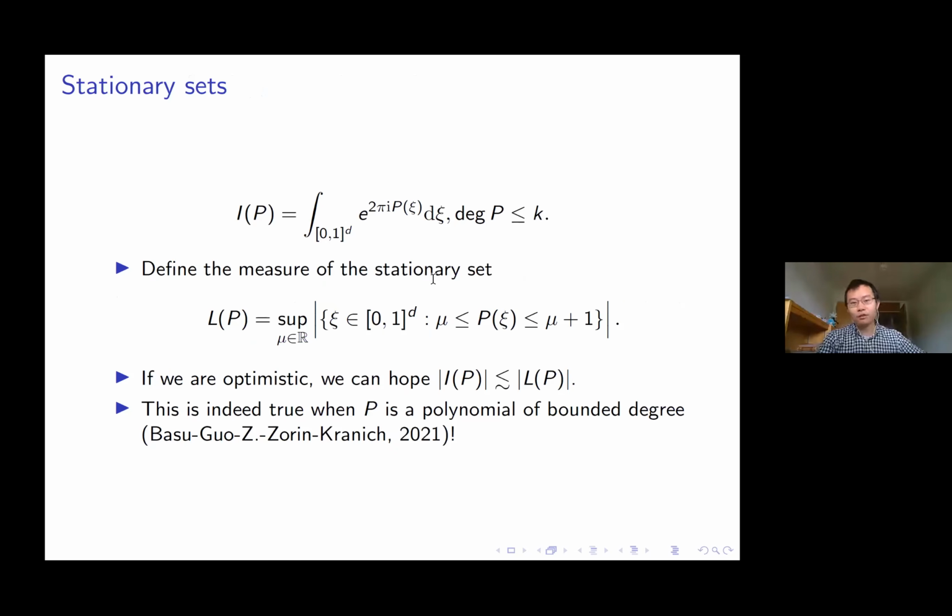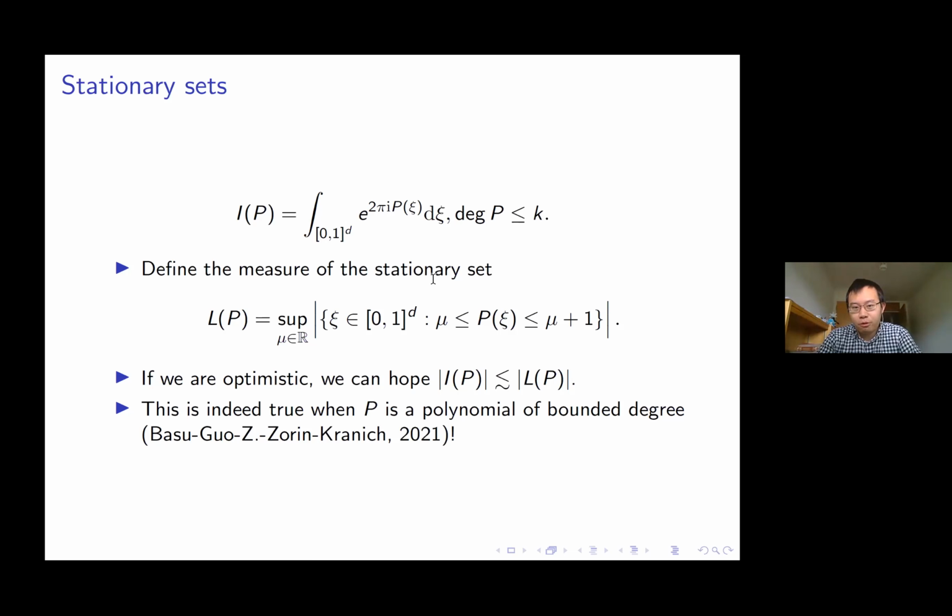And I'm going to make it more formal here. So this motivated us to define the so-called stationary set. So how is it defined? If you have a polynomial P, then I define the stationary set L of P to be the supremum of all the mu such that the measure of C such that P of C is between this mu and mu plus 1, so within one period. I have this normalization factor 2 pi i just to make it stay nice.